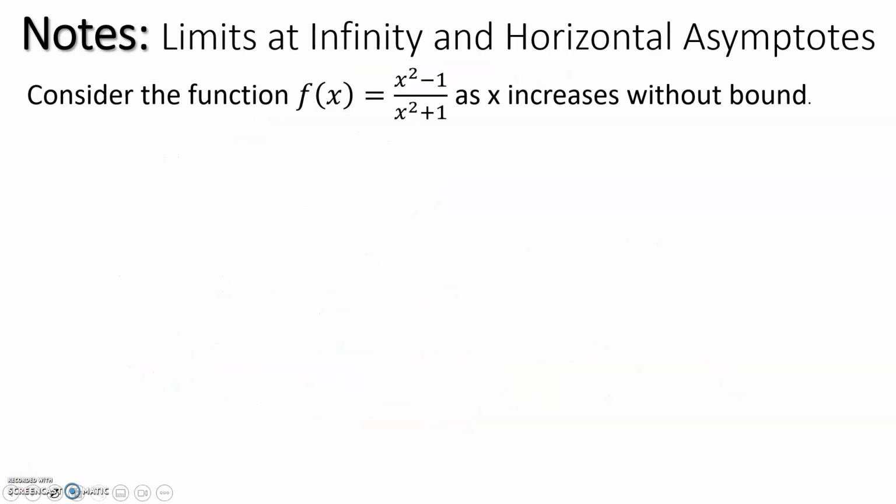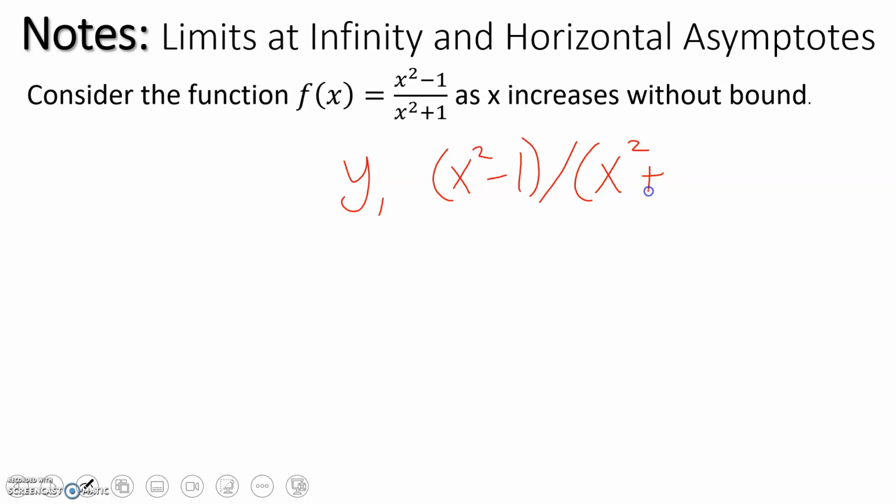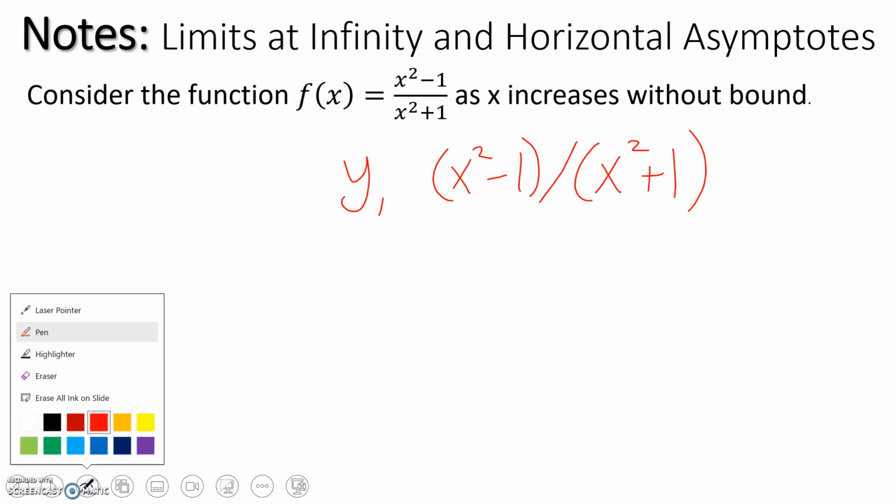Consider the function f of x is equal to x squared minus 1 over x squared plus 1 as x increases without bound. That is, as x gets really, really big. Now, note, we can determine this by creating a table of values that get larger and larger. So remember, if typing this into your graphing calculator, you would want to type this in on your y sub 1, and then note you would want to type it in as x squared minus 1 in parentheses divided by x squared plus 1. Because if you do not group it properly, note that it will miscalculate.